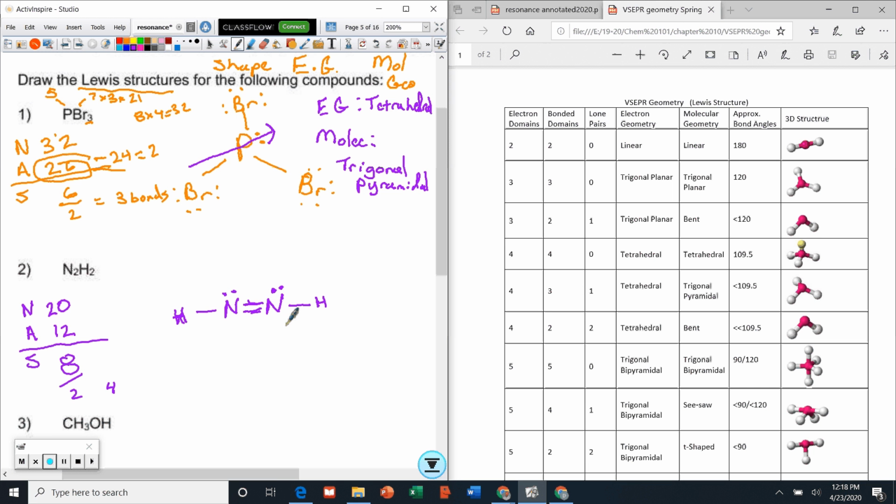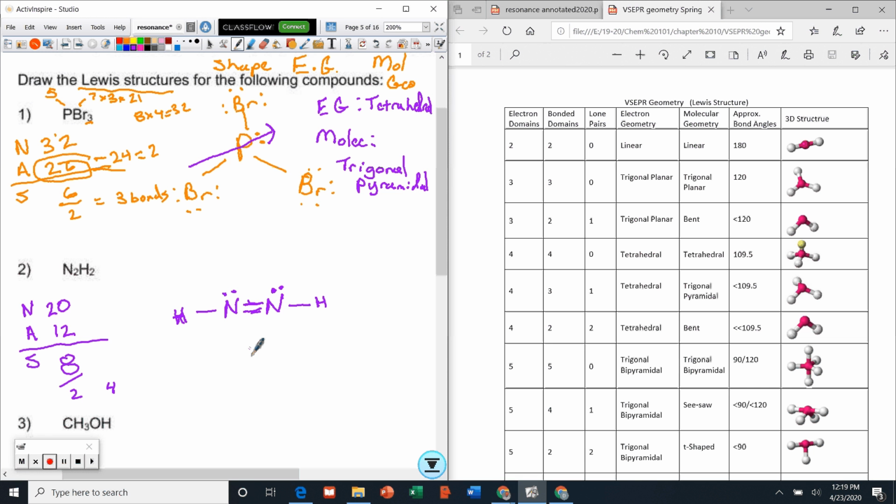How do I know they go on the separate ones? Because this one had 6, so that gives it 8. This one has 6, so that gives it 8. Now, if we look at the VSEPR table, all right, we have some different things going on here.